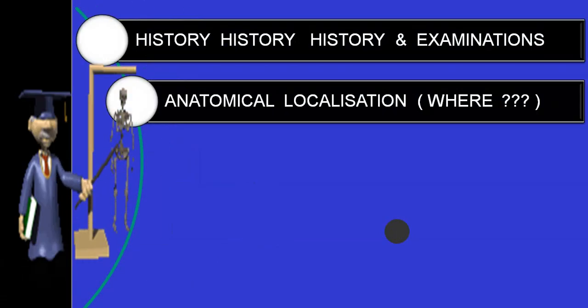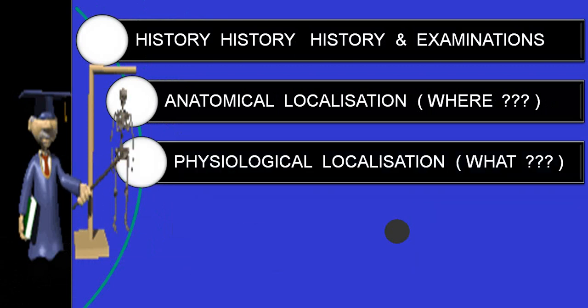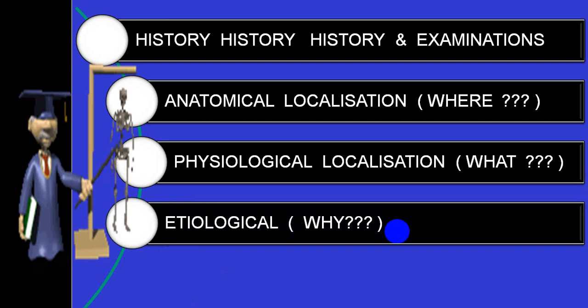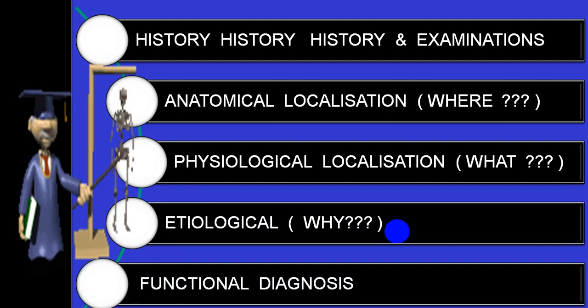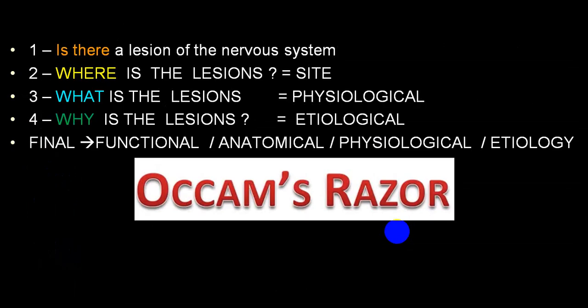For localization, history is absolutely necessary, followed by examination. And once you finish history and a good CNS examination, we should be able to say where is the lesion, that is anatomical localization, what part of CNS is being involved, that is physiological localization, whether it is sensory, motor, autonomic, extrapyramidal, etc. And then why is the lesion, that is etiological localization. When we put all this together, we call it functional diagnosis. So we'll be going through that.